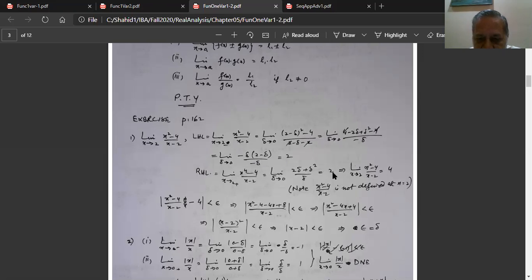I have written this wrongly here, because the left-hand limit and right-hand limit are both 2, so this has to be 2.